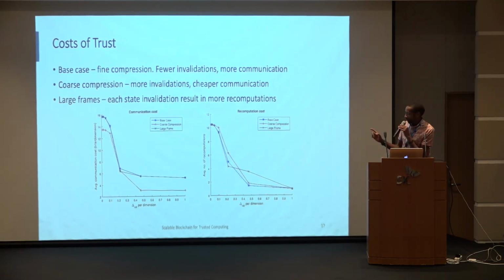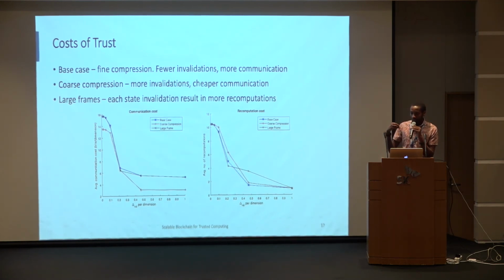When using long frames for the recomputation cost, it ends up communicating more iterations at once because it's a long frame. But again, if a state in that frame is invalidated, the client has to recompute all the states starting from that point. So larger frames can incur more recomputation by clients, especially if it gets into an error within a given frame.